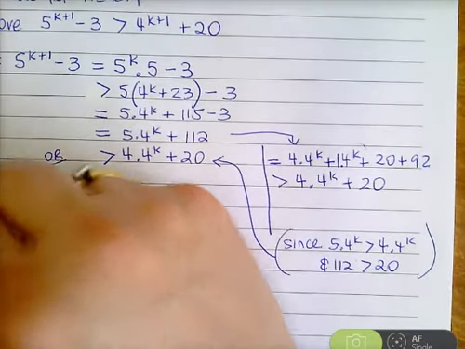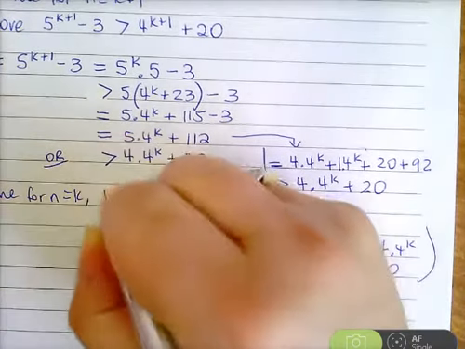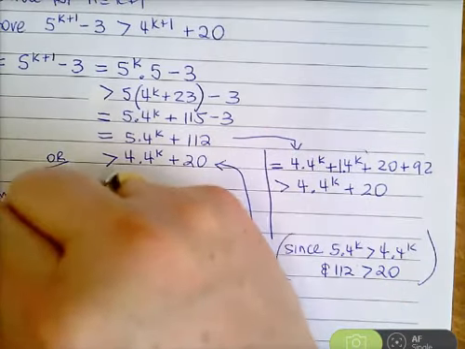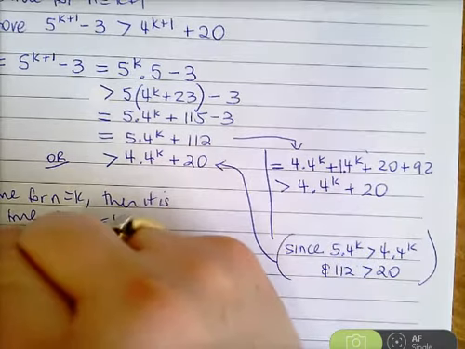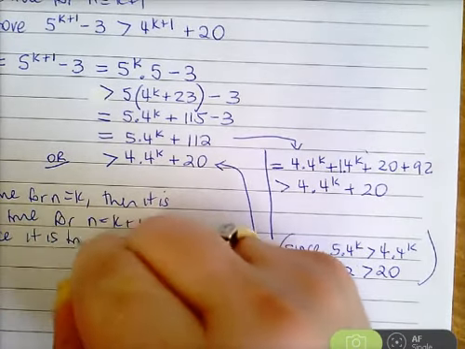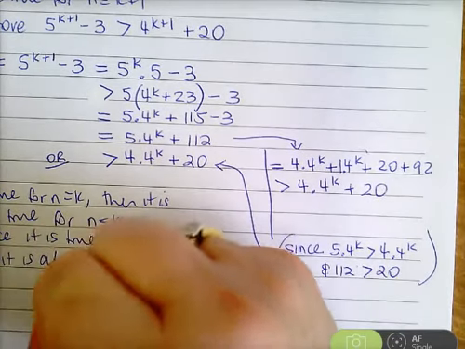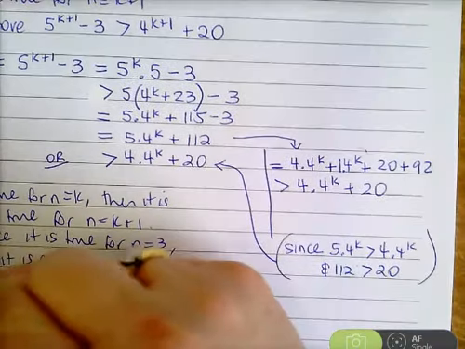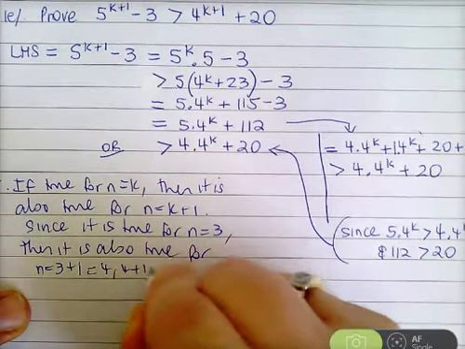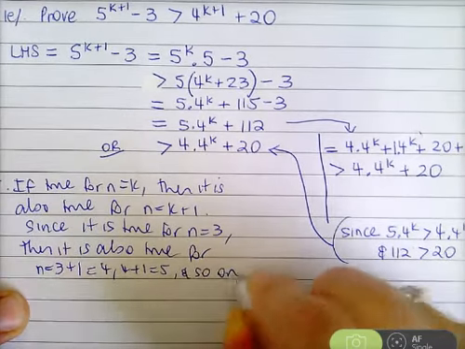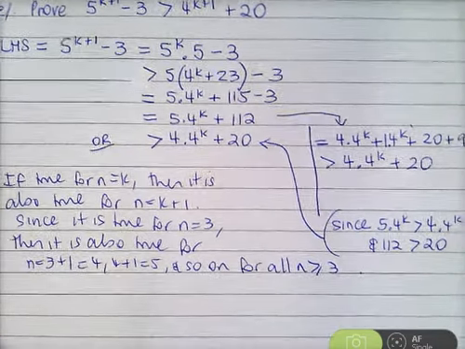Therefore, if it's true, etc., for n equals k, then it is also true for n equals k plus 1. Since it is true for n equals 3, then it is also true for n equals 3 plus 1, which is 4, 4 plus 1, which is 5, and so on, for all n greater than or equal to 3. Now we need to do some more of this type.